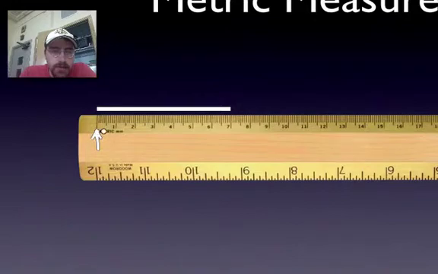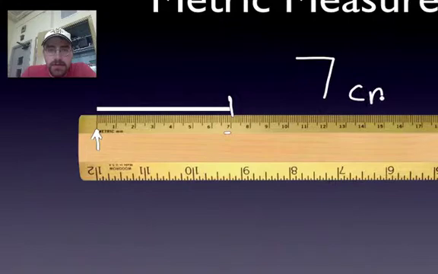Now if we count over, let's see how many we have. We're going to go all the way to the end and then mark it right here. We can see that it's at 7 centimeters. That's going to be how you measure anything. Start at 0 and then go to the furthest line.